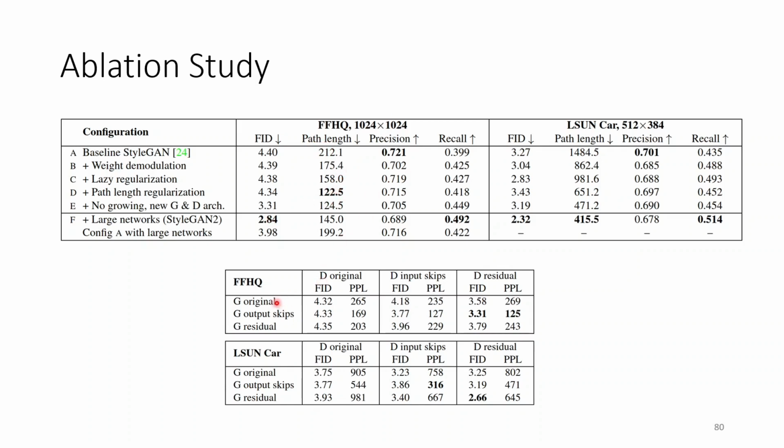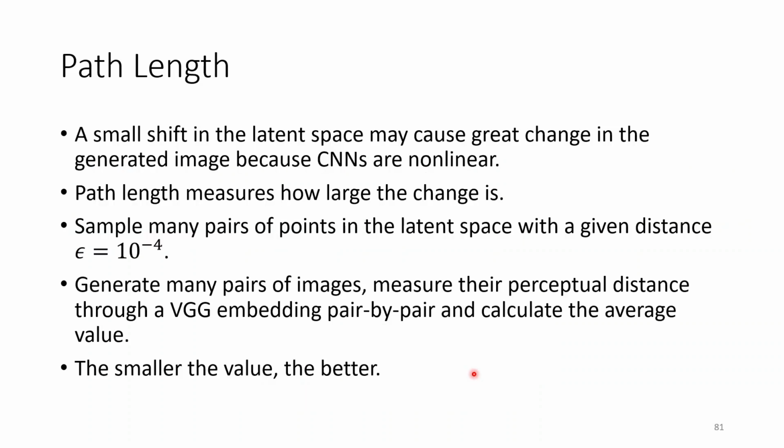Okay. So for the FFHQ dataset, there are some combinations. They show the new one is better. So what is path length?